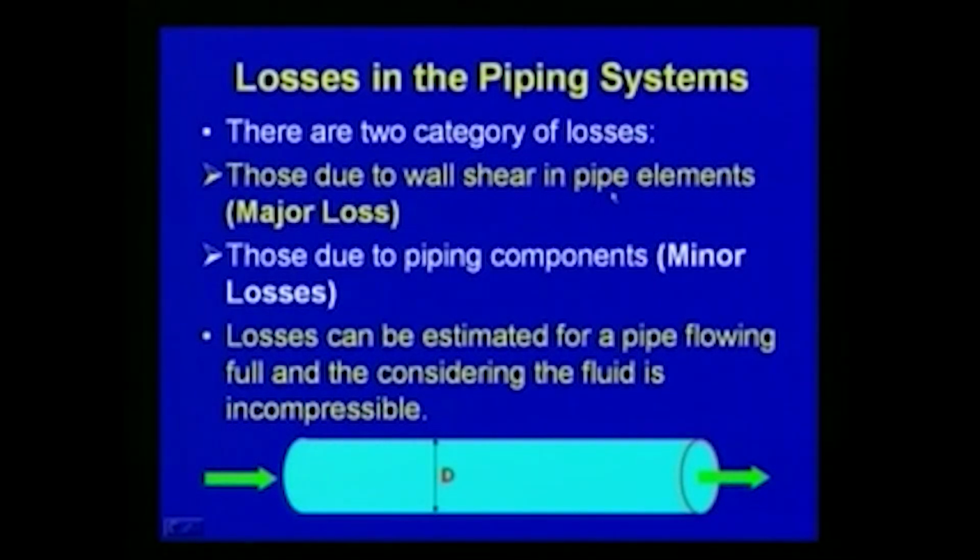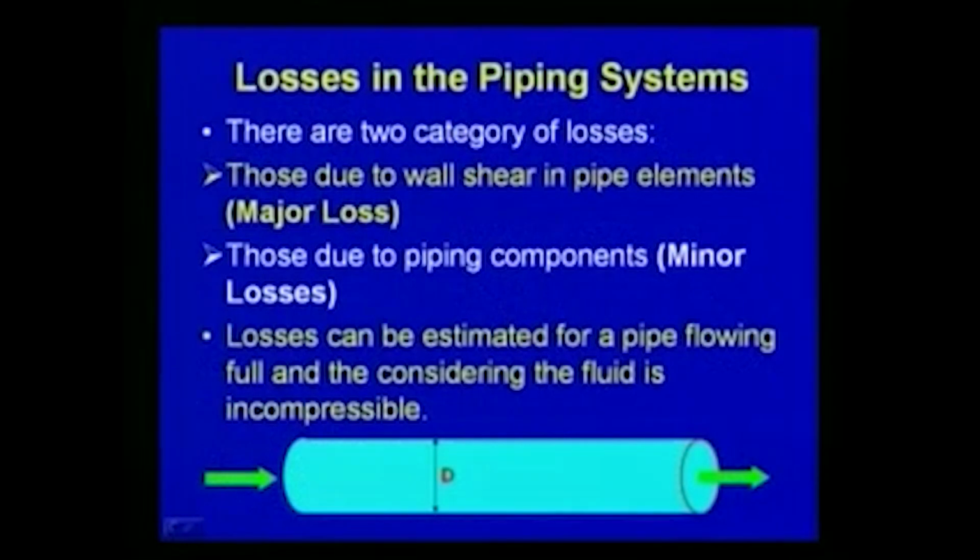So, like this we can classify the losses into major losses due to the wall shear, and then the minor losses due to the piping components like bends or the entrance or exit or the junction or the expansion or contraction. So, losses can be estimated for a pipe flowing full and considering the fluid is incompressible. So, most of the fluid which we consider in all our discussion now is incompressible fluid flow.